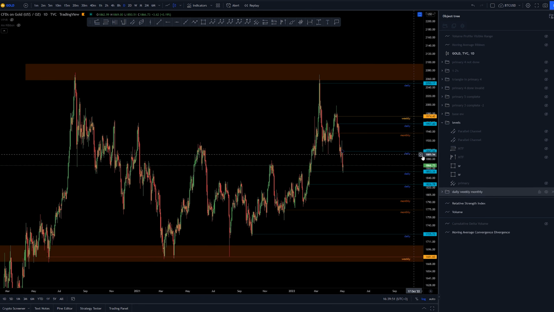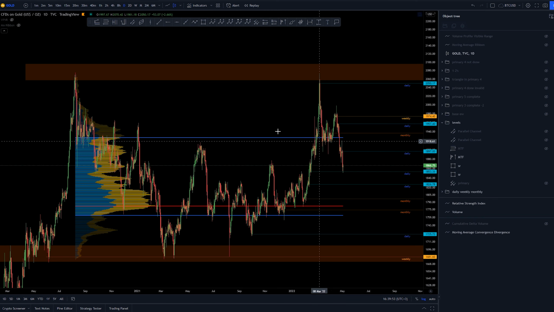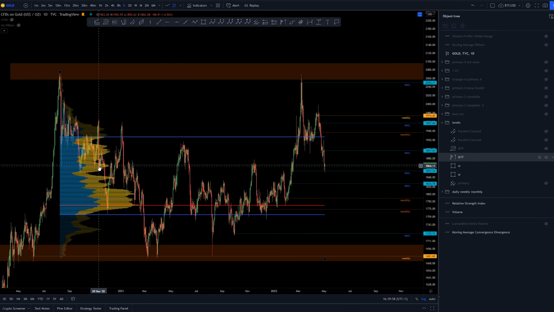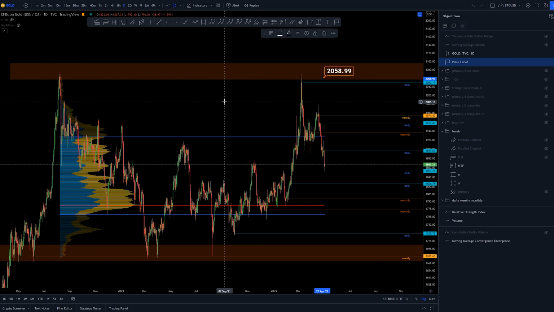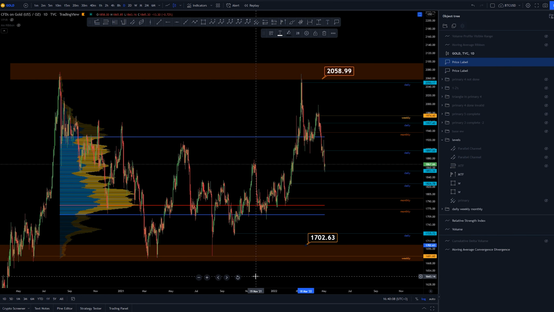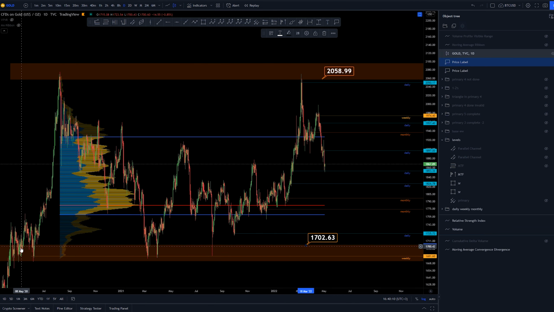So let's go. Again, we are still between these two major areas of support and resistance. Above here, around 2050, we got this massive area of resistance, and below here around 1700 we got this massive area of support where we visited now multiple times, backtesting this area, establishing it weekly here as well. That has been tested multiple times, so it is not as good of a support anymore, I guess, but still something to look out for.